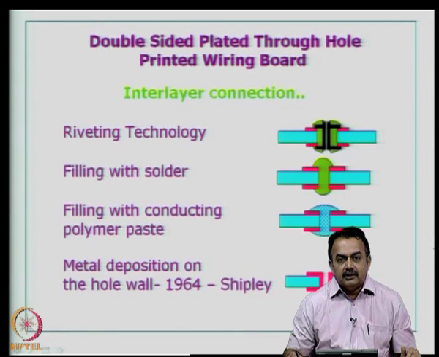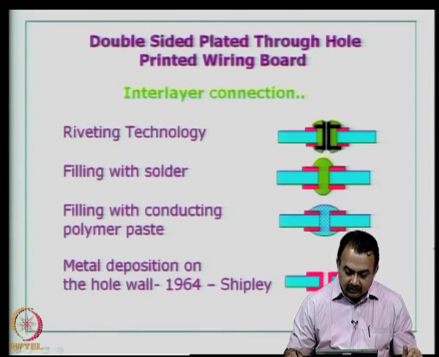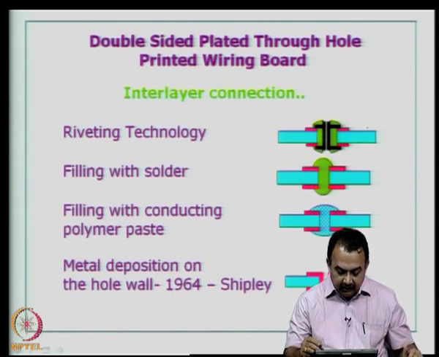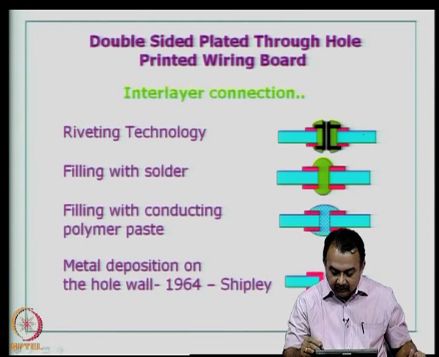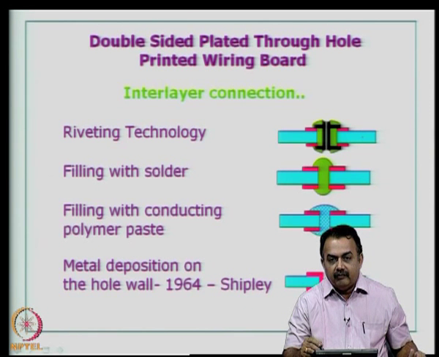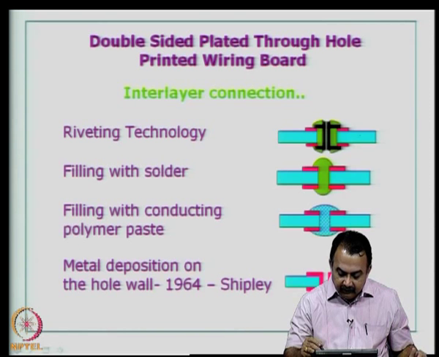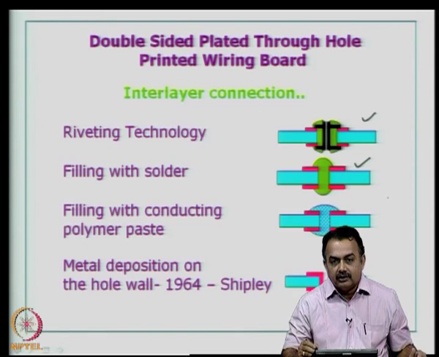So, if you look at the double sided plated through hole printed wiring board structure, the interlayer connection can be established by a riveting technology, which is very old. So, basically in the area where the hole is drilled, you insert a rivet and then seal the structure, but you can't repair it, and you are adding more weight to the board. Then the next thing is filling with the solder material. So, you have to pour molten solder and fill the hole. So, these kinds of technologies are not being practiced today.